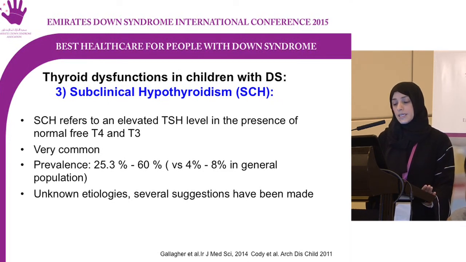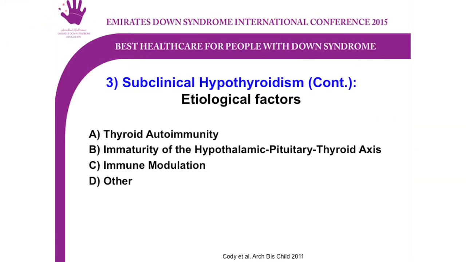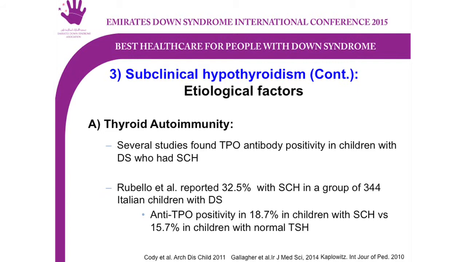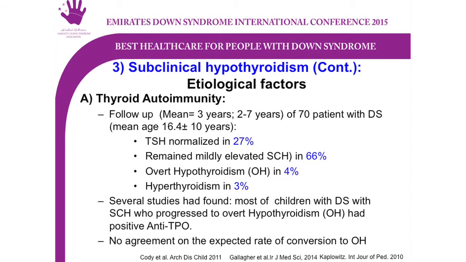The etiologies remain unknown. However, there are many theories. One of them, and the commonest, is thyroid autoimmunity. Number two is immaturity of the hypothalamic-pituitary-thyroid axis, immune modulation, and others. On thyroid autoimmunity, I shared with you in the previous slide that the autoantibody status in kids with Down syndrome is as high as 30%. And those who have these are at higher risk of continuing to have hypothyroidism, but not all of them. So we have to keep it in mind.